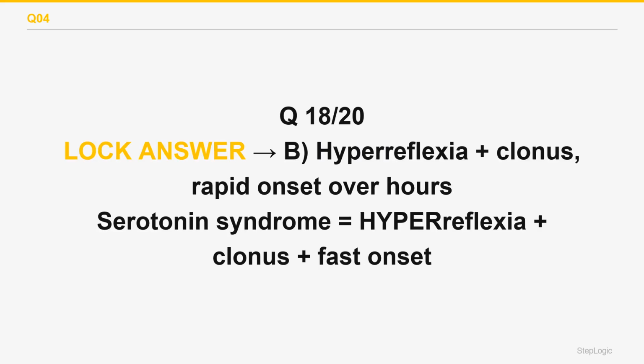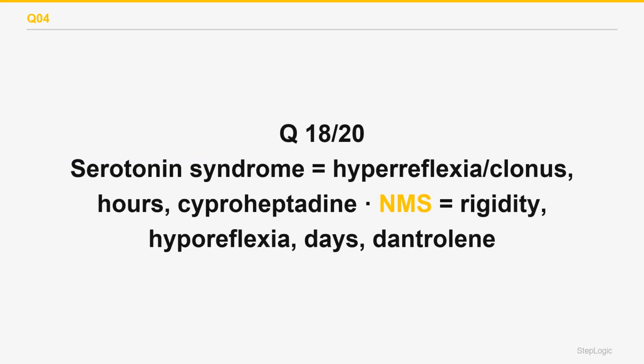The patient is hyperthermic, agitated, and diaphoretic with these hyperkinetic, hyperreflexic findings. Contrast with neuroleptic malignant syndrome caused by dopamine antagonists, antipsychotics. NMS has lead pipe rigidity with hyporeflexia, develops slowly over days to weeks, and shows bradykinesia rather than clonus. So the discriminator is hyperreflexia and clonus with rapid onset for serotonin syndrome versus rigidity and slow onset for NMS. Treat serotonin syndrome by stopping the agents, supportive care, and cyproheptadine.